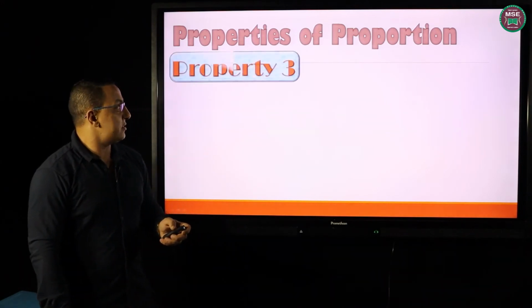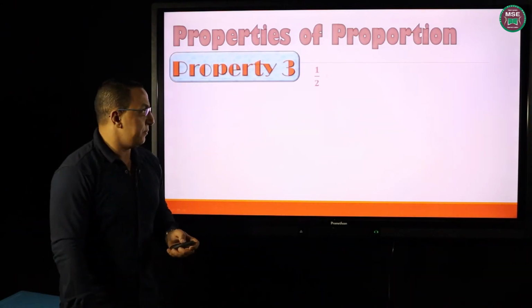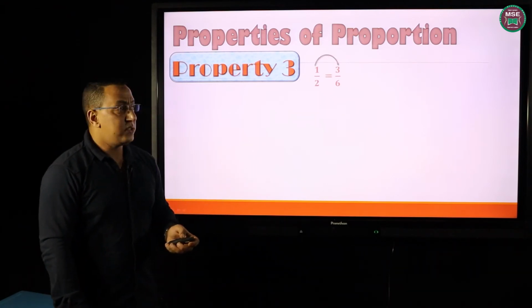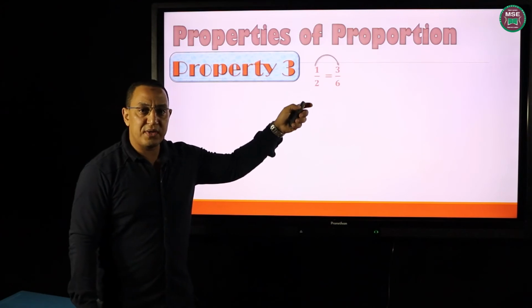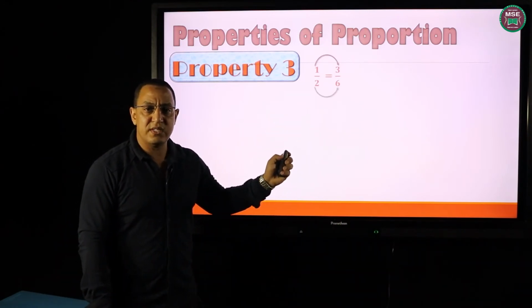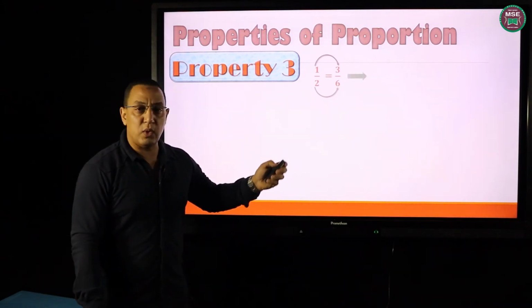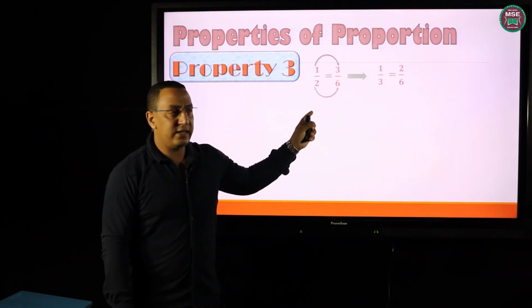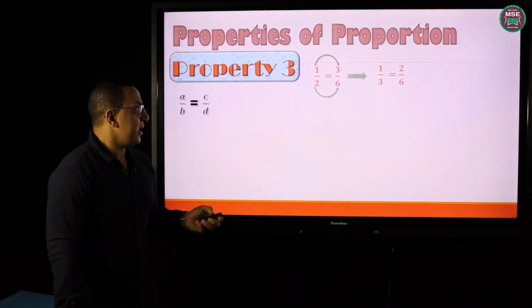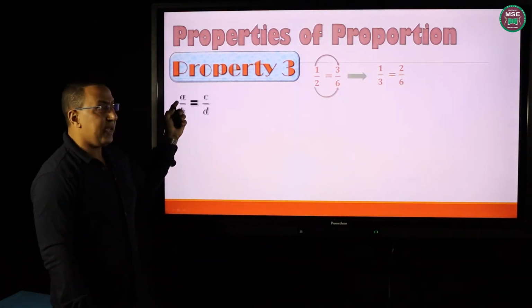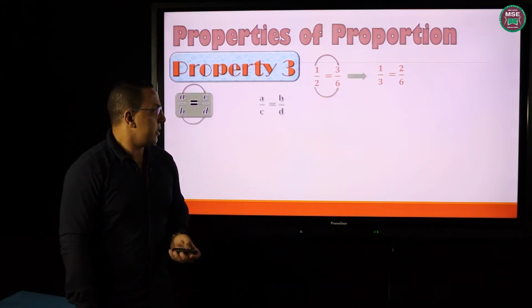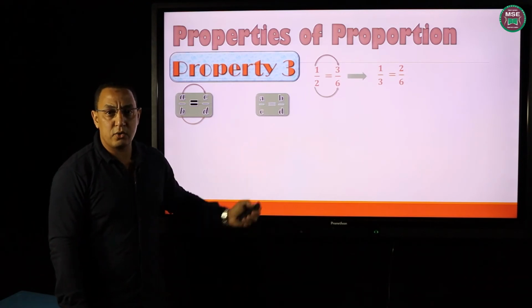Okay, now let's study property number 3. If I have 1 over 2 equals 3 over 6. Okay, so I make the antecedent over the antecedent, 1 over 3, and the consequent over the consequent, 2 over 6. It makes what? 1 over 3 and 2 over 6. They are equal to each other. So if I have a, b, c, and d, I can make a over c and b over d to form a new proportion like this, and both proportions are correct.